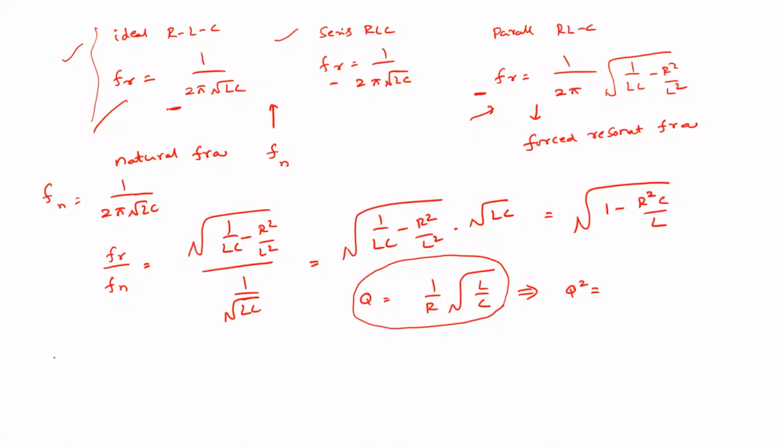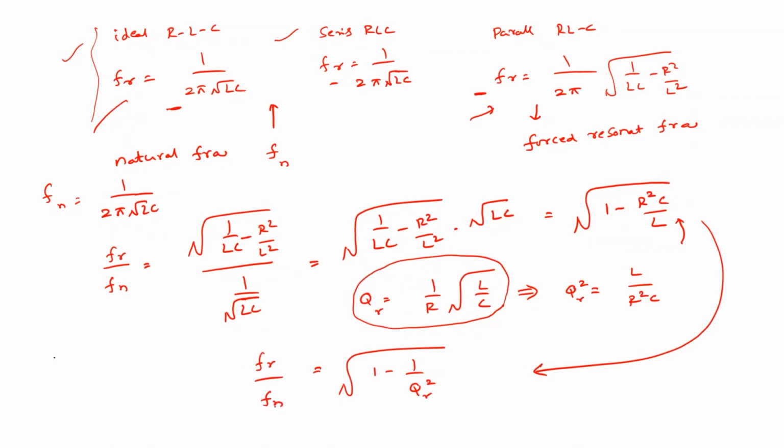Q square is 1 by R square into L by C, right? Agree? Yes, sir. So this thing can be written as 1 by Q square. So this entire thing can be written as square root of 1 minus 1 by Q square. Now, QR, more precisely, this is equal to Fr by Fn.